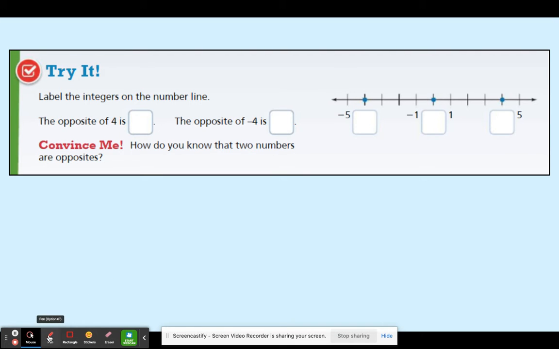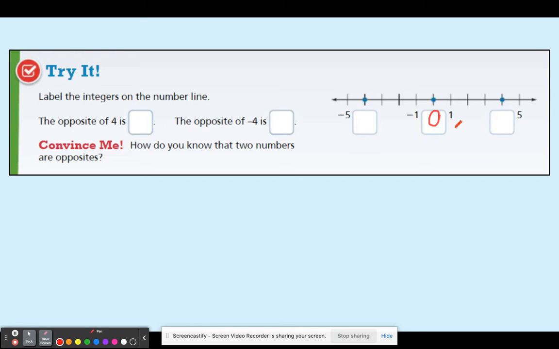Now, for this unit, you are going to be required to plot and label integers on a number line. So here's an example of a number line. If you look at it, it is missing some labels. So it's our job to figure out what goes where each of these blue dots are. So when you want to think about what is in between a positive one and a negative one, well, that's going to be a 0. 0 is halfway between those two.